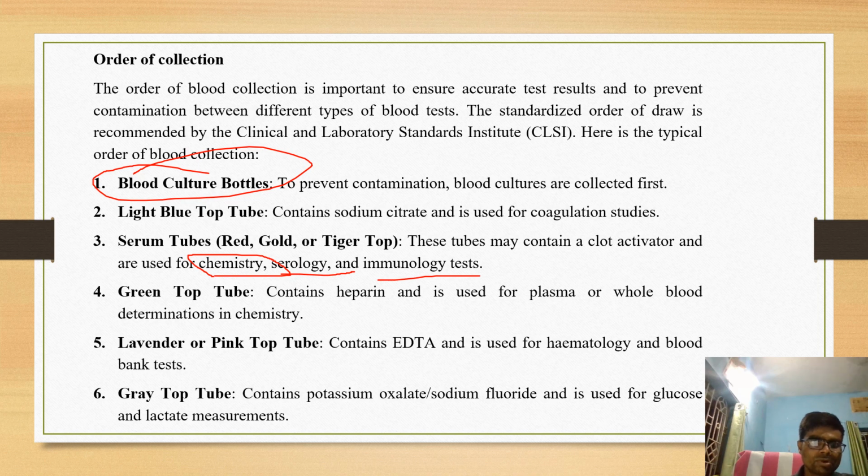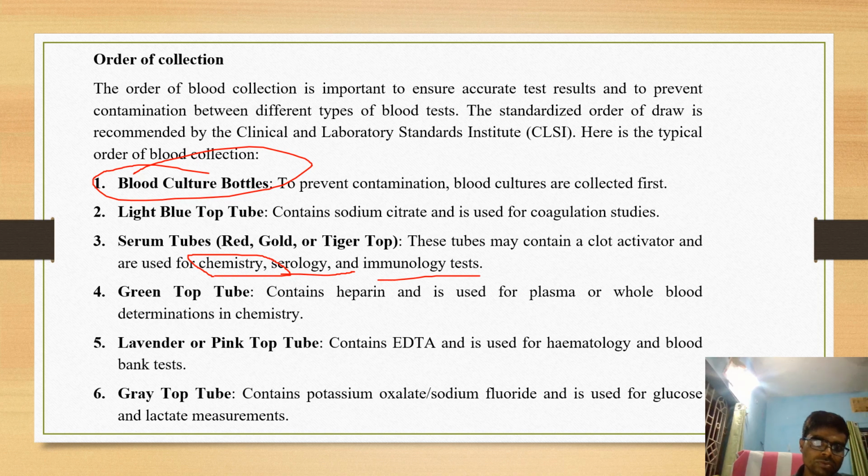Now come to the green top tube. Green top tube means the heparin vial, which contains heparin. Heparin is an anticoagulant which is present in the human body, a natural anticoagulant. If a question is asked in any examination, government or non-government, to name the natural anticoagulant, you can write down heparin. With the help of heparin, you can perform the ABG test, arterial blood gas analysis.